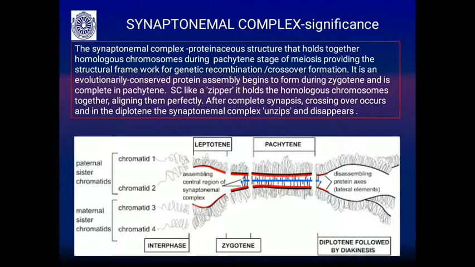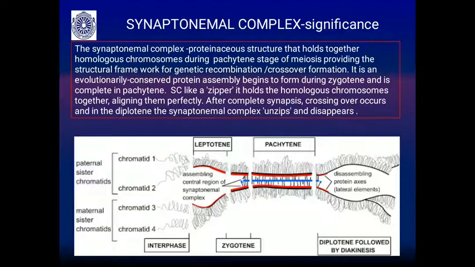It is like a zipper, it holds the homologous chromosomes together and aligns them perfectly during pachytene. After completion of the synapsis, crossing over takes place, and in diplotene this complex disappears. There is an unzipping of this complex. This is what is shown here in this picture.